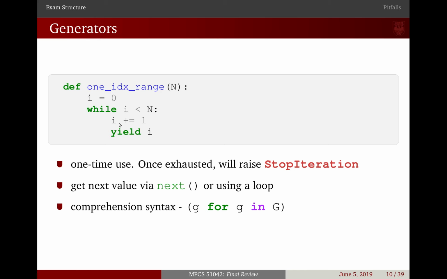So we'll get 1, 2, 3, 4, 5, 6, 7, 8, all the way up to n. Once exhausted, this will raise a StopIteration. So if you are calling for the next value on it, which we can do with the built-in next, that's what you're going to get back from it.